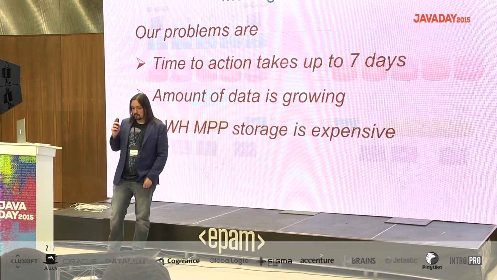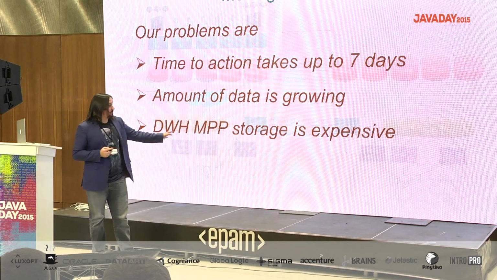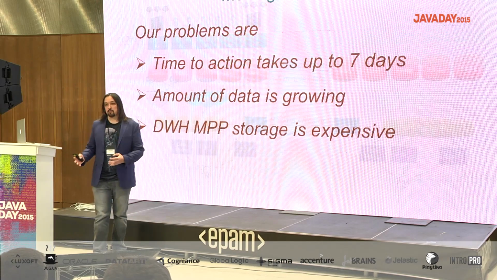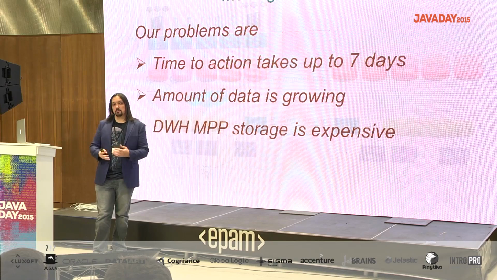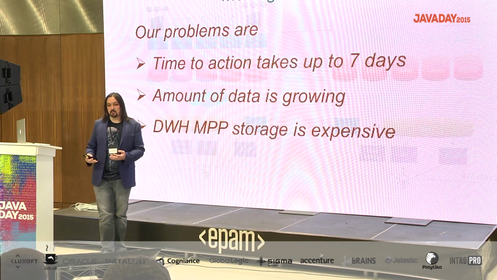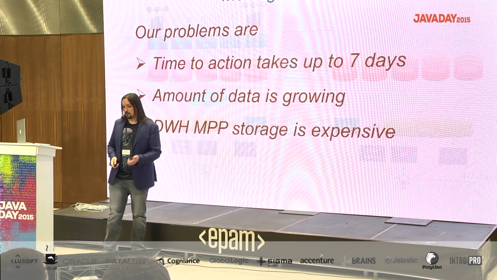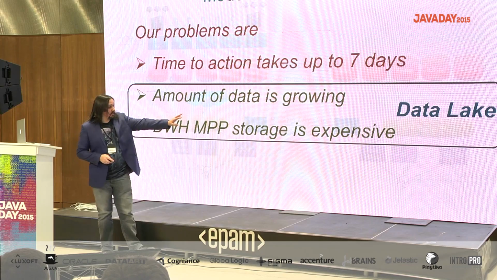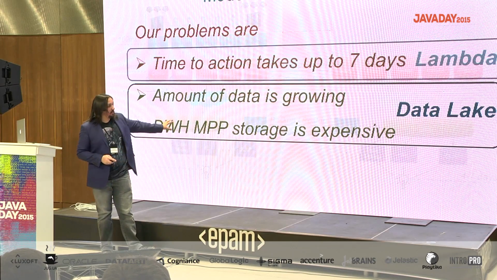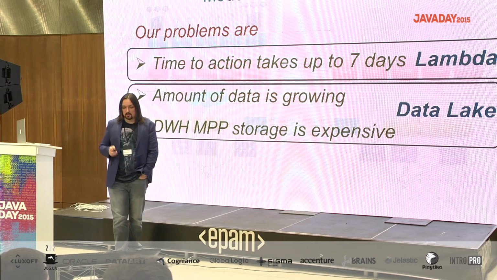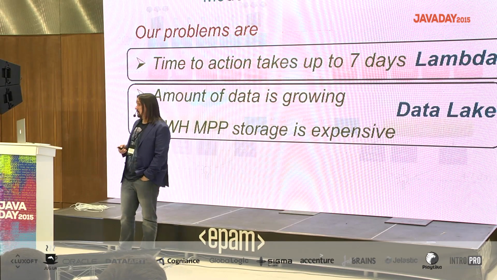Okay, and then MPP storage is really expensive. When you have an MPP platform like Teradata or Oracle Exadata, you know that scaling this platform is possible. It promises to scale linearly, but the price of this storage and this extension is very high, and they are all proprietary. So two of these problems can be solved with a data lake, and one of them can be solved with Lambda architecture. Now I will tell you what it is, how it works, and why we need it at all.